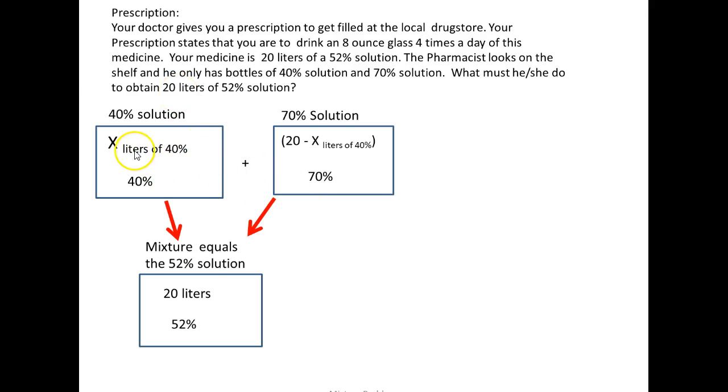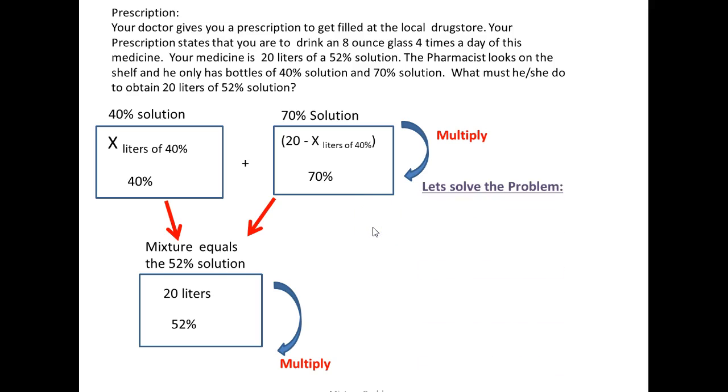So if we take the X amount that we're adding and subtract that from 20, that will give us the number of 70% solution we're adding. So we'll let our 70% solution be 20 minus X liters. Okay. Now, since we got both rows of the boxes filled, we can multiply them. All right, so let's solve the problem.